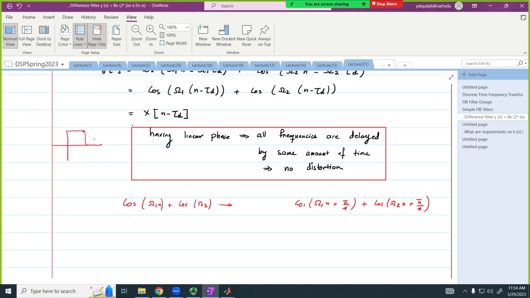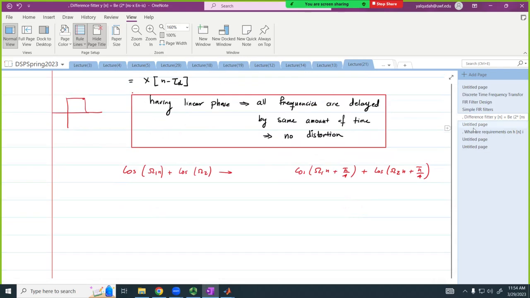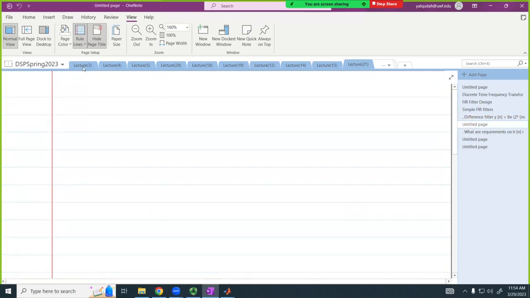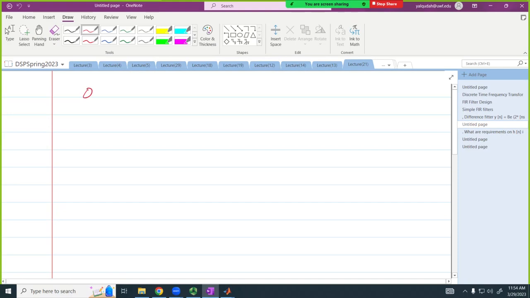Okay. So with that, we're going to look at the requirements on h of n in the FIR filter to have linear phase.